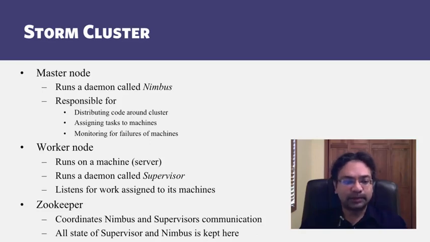Storm also uses the Zookeeper system, which you've seen elsewhere in this course, which helps coordinate between the Nimbus and the supervisors and keep all the state of the supervisors and the Nimbus in a consistent place, so that if any of these crashes, you can then recover using what's kept in the Zookeeper system itself.